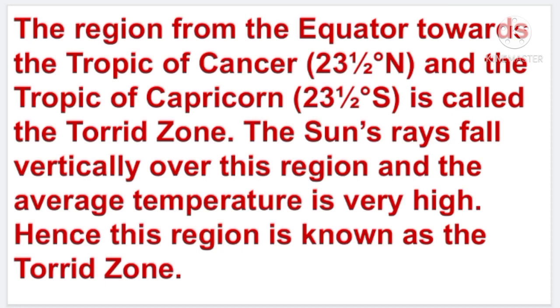Students, the torrid zone lies near the equator and extends from the Tropic of Cancer in the north to the Tropic of Capricorn in the south. The Arctic and the Antarctic lie near the poles.